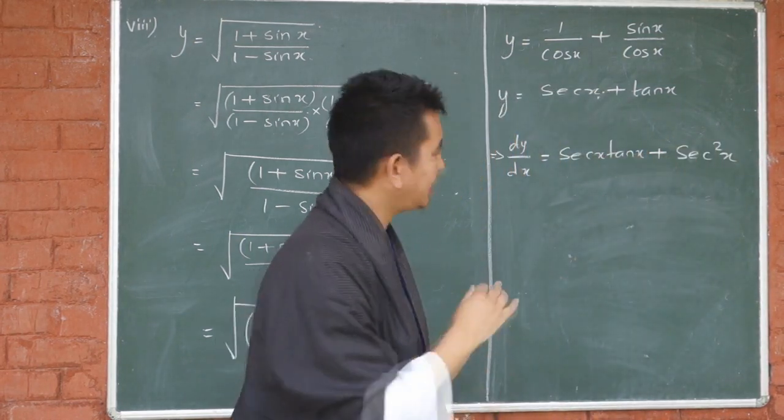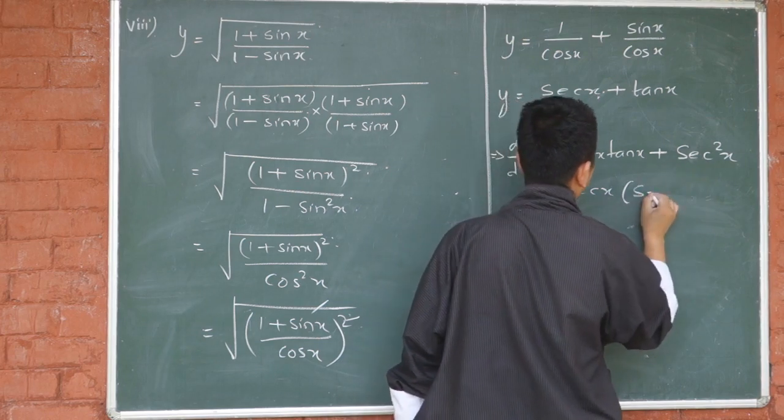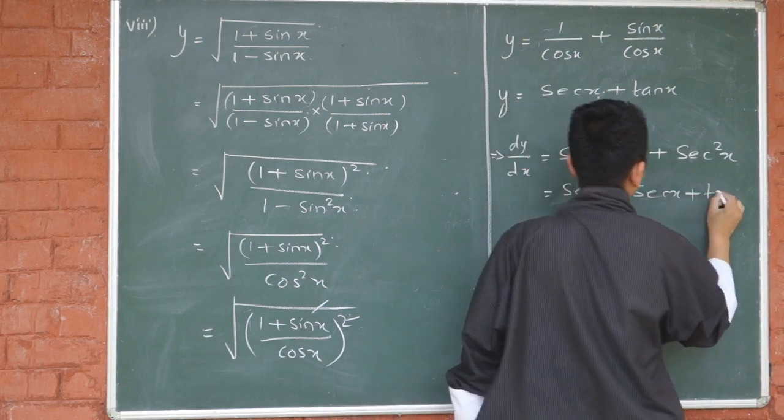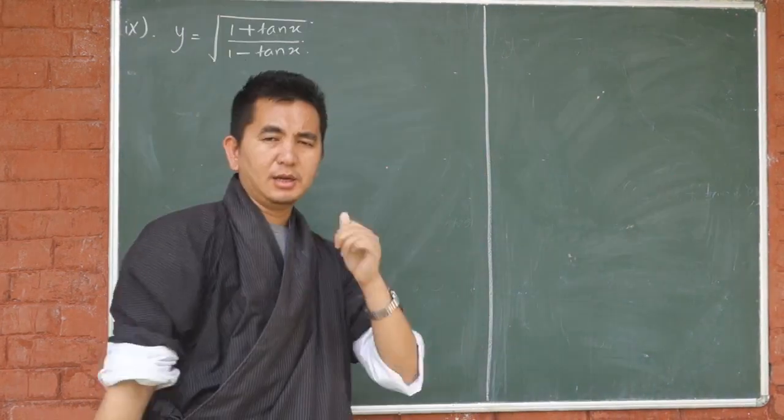sec square x. Don't keep it here. You can take the common factor outside. That is, I can take sec x common outside, so it will be sec x plus tan x. This becomes the final answer.